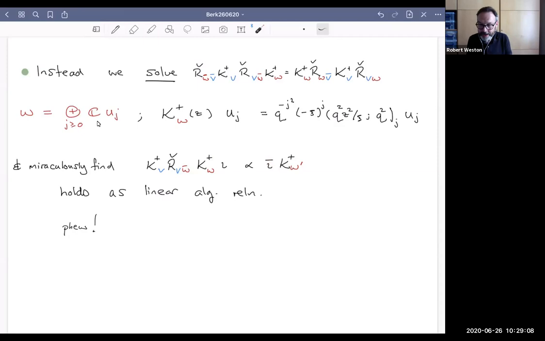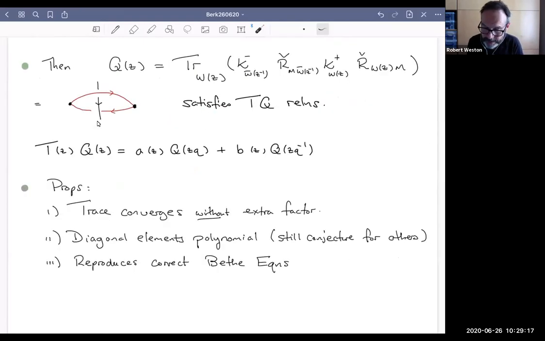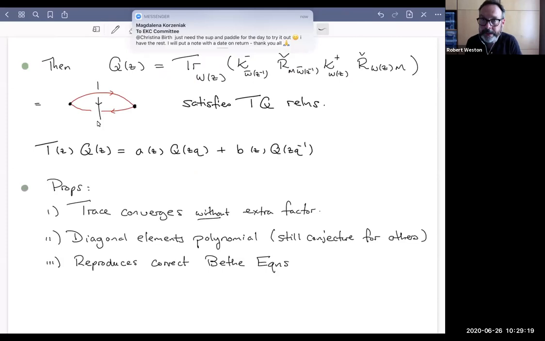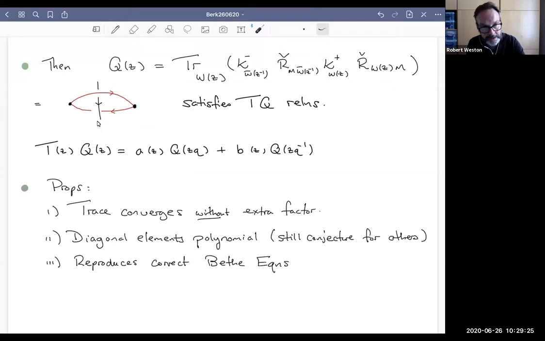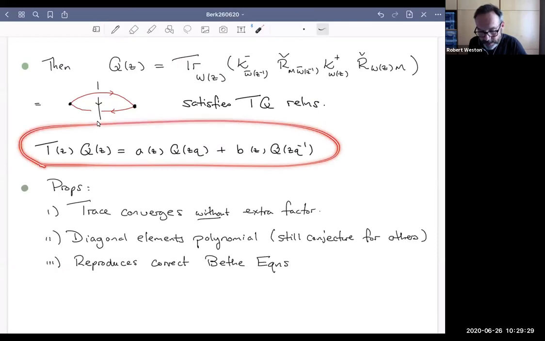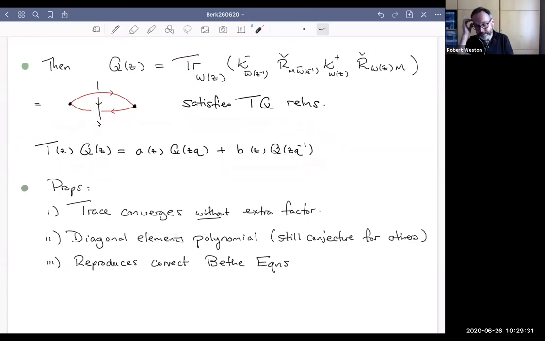So algebraically, it doesn't make sense, but as a linear algebra relation, it's true. So that means we're all fine. We've got everything we need, and we can write down a T operator. So here's our Q operator, and it's simply this red trace, and we have all the linear algebra relations we need, and so we get TQ relations.